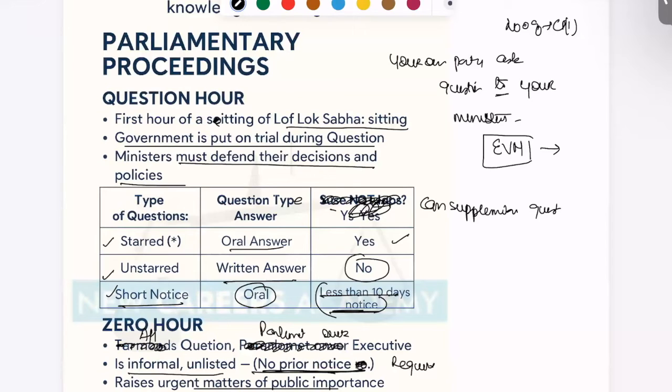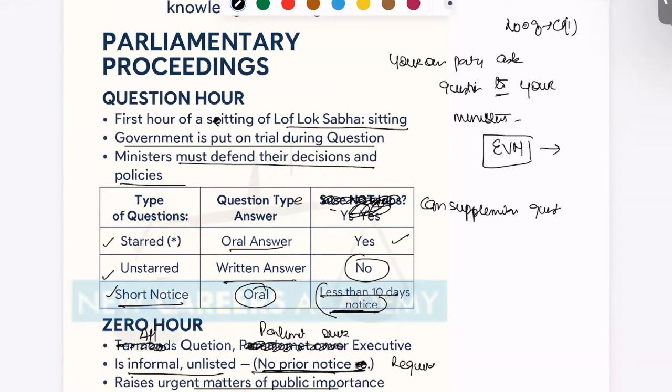Okay. Now we come to parliamentary proceedings. The first hour of parliament is called the question hour, where you can ask questions of the government. There are three types of questions: starred, unstarred, and short notice. A starred question is where an oral answer is required. Supplementary questions can be asked.